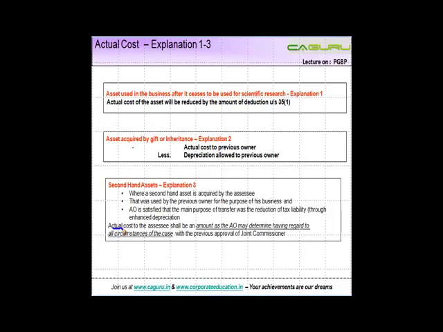So the actual cost to the assessee shall be the amount as the AO may determine, having regard to all circumstances of the case, with the previous approval of the Joint Commissioner. So what happens here? Basically, he takes the approval from the Joint Commissioner and determines an amount based on the facts and the circumstances of a particular case.